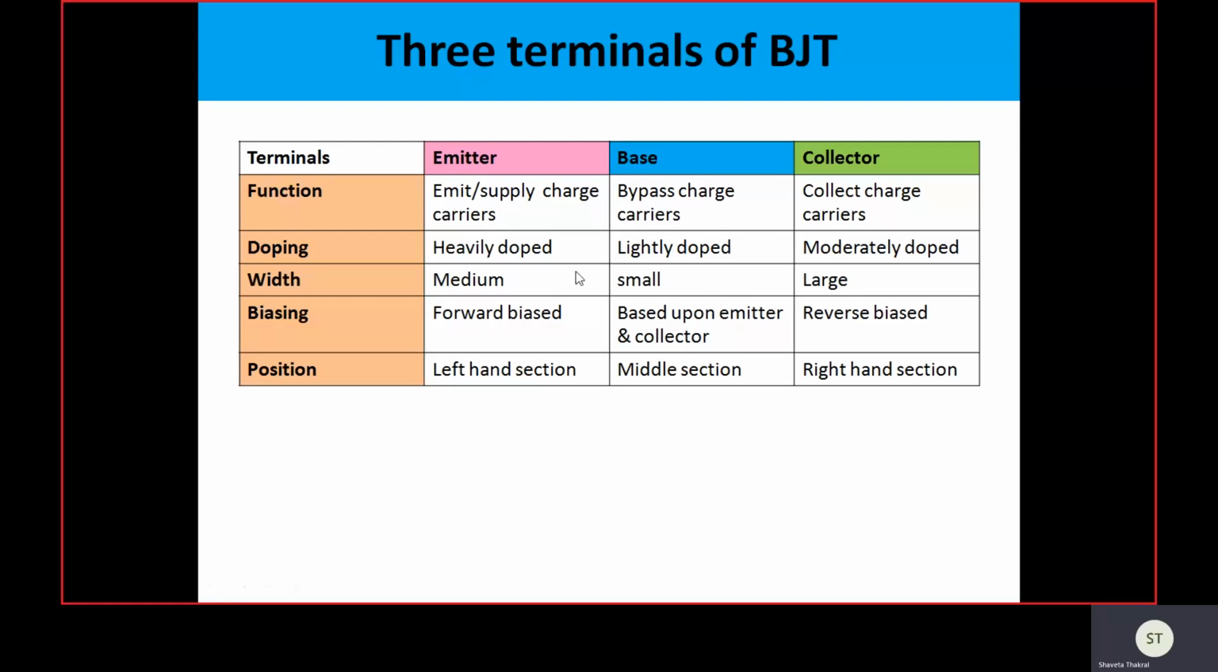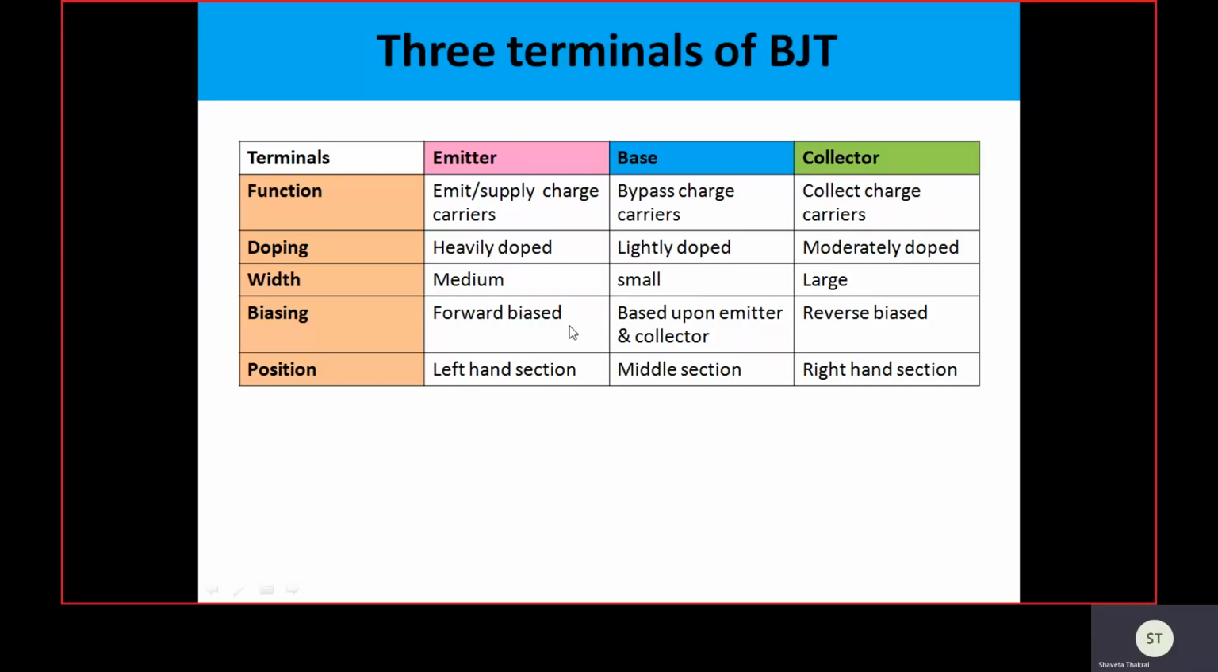So we can observe that the base doping is light and the width of the base is small. Why? Because we want fewer recombinations to occur in the base. As the role of the emitter is to emit and the role of the collector is to collect, the base is just bypassing charge carriers, so we want very few charge carriers to recombine in the base, and the maximum charge carriers supplied from the emitter should reach the collector. That's why the doping of the base is kept light, as well as the width of the base is kept small.